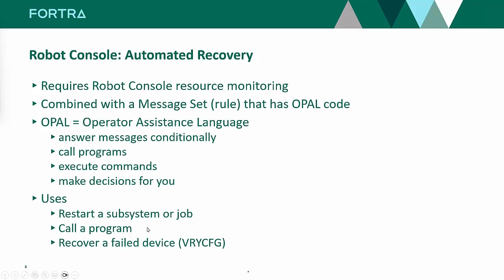You might need to call a program, for instance, to do some cleanup, or perhaps you receive a message that a tape device or some other device is in some kind of failure mode. So you need to respond to the message, and then you also need to recover the device through executing the vary config command. For instance, varying the device off and varying it back on, and then replying to the message. All that can be done automatically with a Robot Console rule or message set.